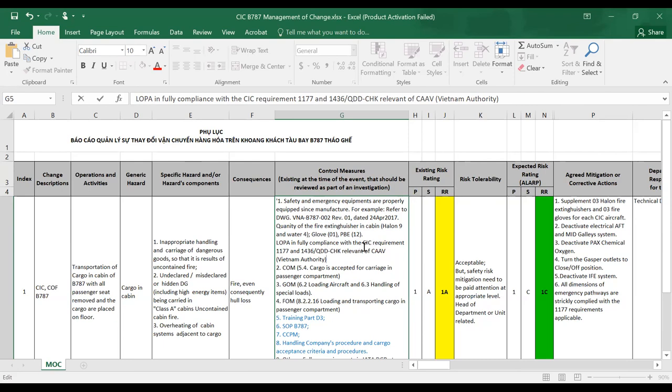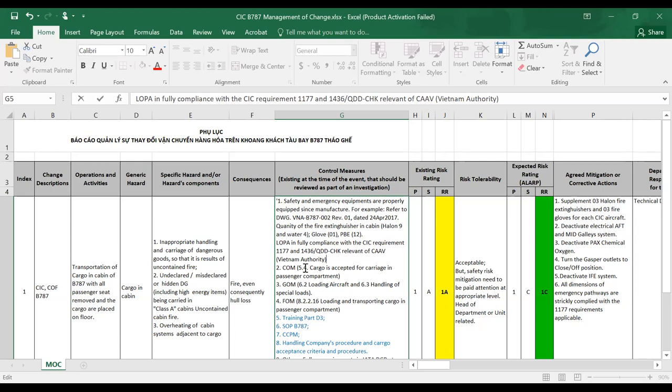Under the six requirement, does it mean cargo in cabin? We apply the six requirements from CAAV, that means the Vietnam Authority.